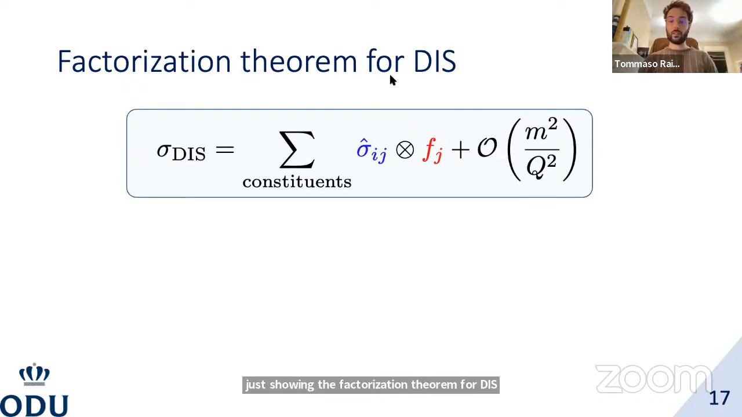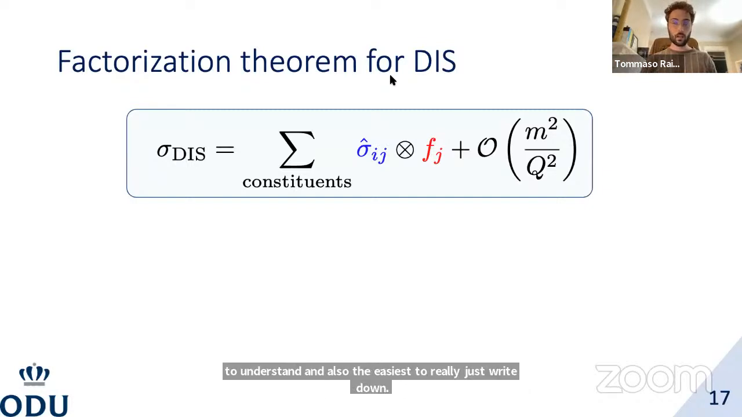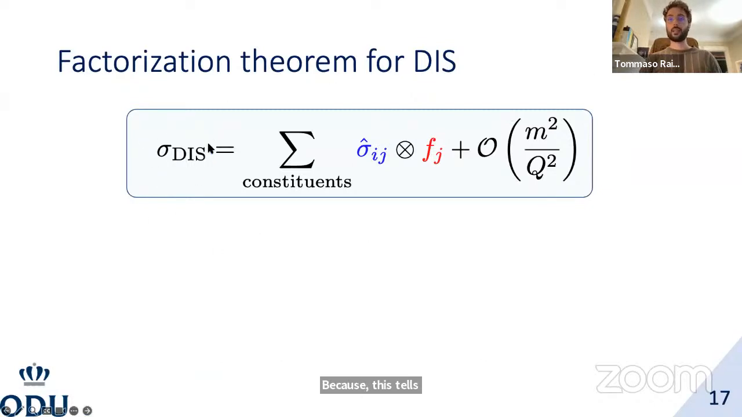And for different scattering processes, it will be different. But this is the easiest to understand and also the easiest to really just write down. Because this tells you that sigma DIS, you can think of just any observable that you relate to DIS, so to deep inelastic scattering. Normally, we always refer to the cross-section. But really, just think of any observable.